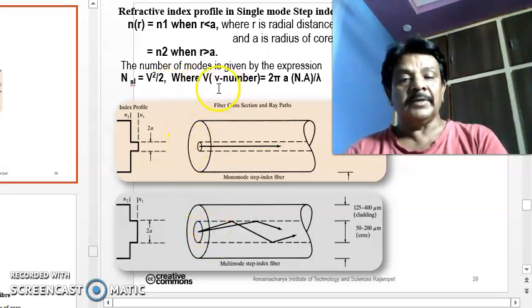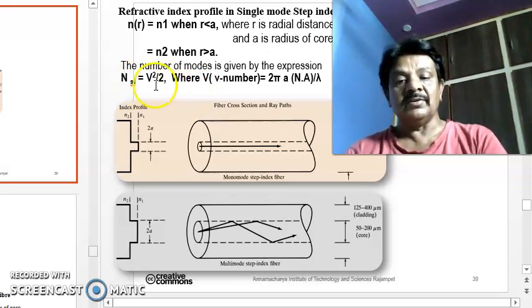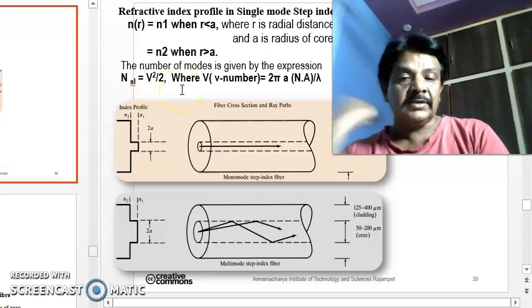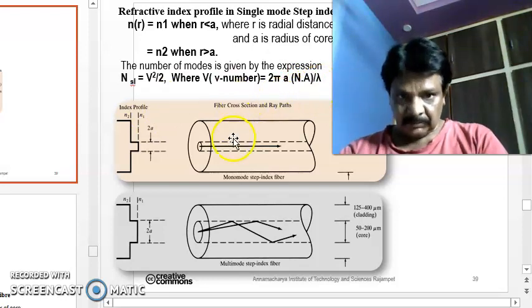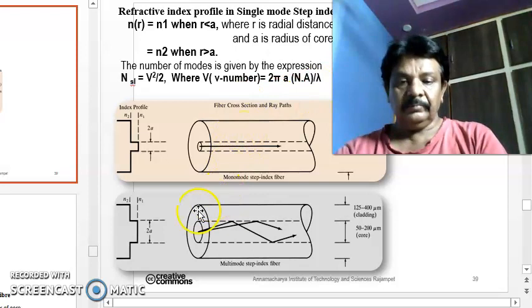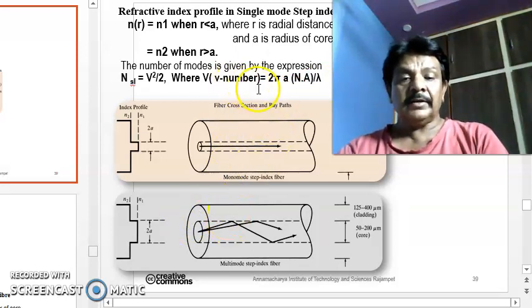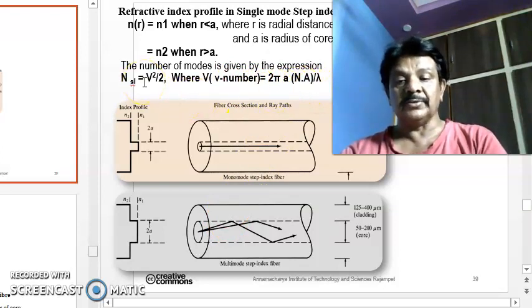The number of modes of propagation is expressed in terms of V number. The number of modes of propagation in step index optical fiber, NSI, is equal to V square by 2, where V is the V number, which is equal to 2 pi a n of a by lambda. Here a is the radius of the core, n of a is the numerical aperture of the optical fiber, and lambda is the wavelength of the laser passing through it. So the V number depends upon a, n of a, and lambda, and so the number of modes propagating through this material also changes.